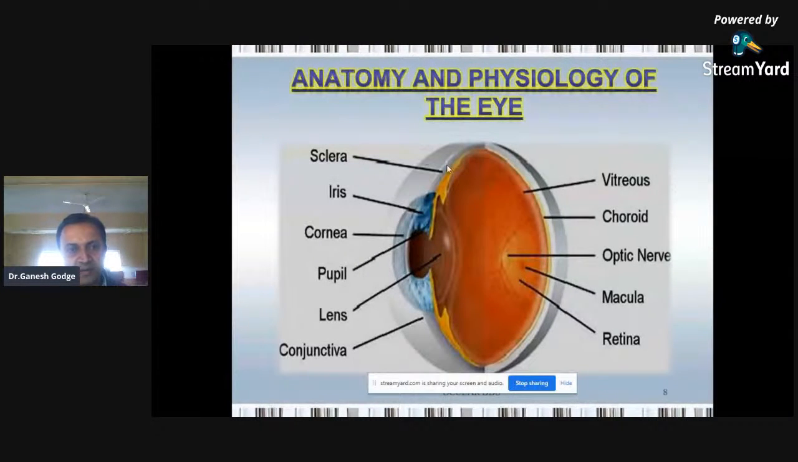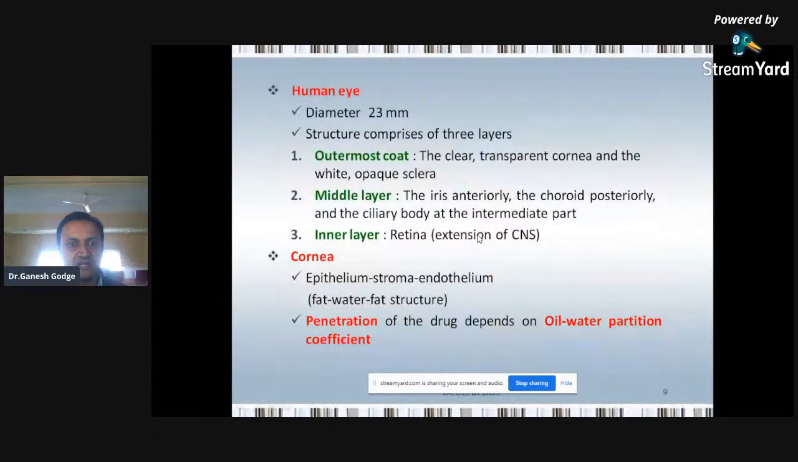In this slide they have mentioned where the sclera is, what the iris is, the cornea, then the pupil followed by the cornea, the lens exactly located at the anterior part of the pupil, then the conjunctiva, which is an aqueous-filled channel over the surface of the cornea. This is your retina, optic nerve, choroid, and vitreous fluid. These are some important parts of your ocular sac.